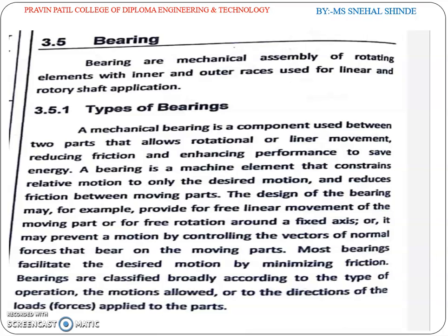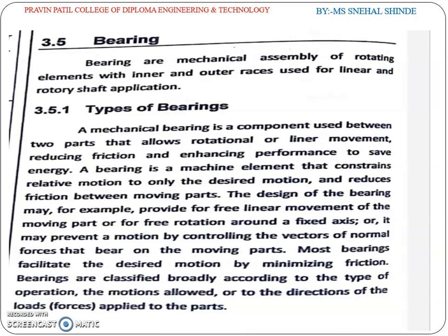Next is the bearing. Bearings are mechanical assemblies of rotating elements with inner and outer races used for linear and rotary shaft applications. And the types of bearing. A mechanical bearing is a component used between two parts that allows rotational or linear movement, reducing friction and enhancing performance to save energy.